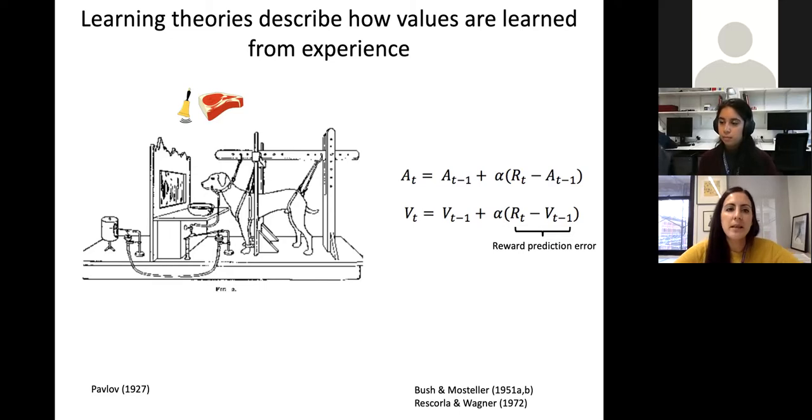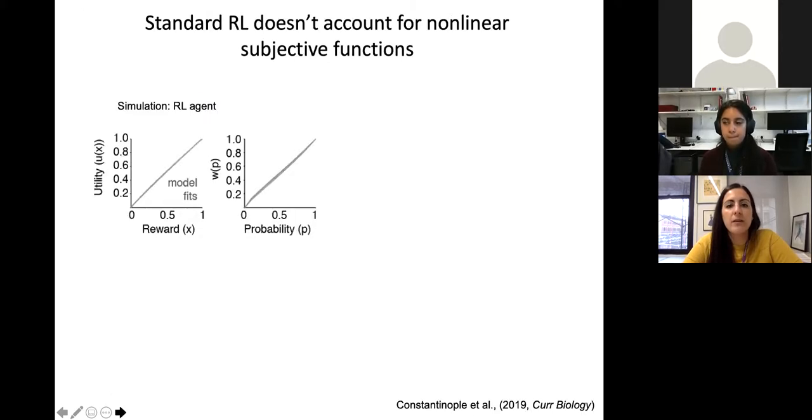So let's say that the pairing between the bell and the steak wasn't deterministic, but was probabilistic, and that on 50% of the trials, the bell resulted in the steak, but on the other 50% it didn't. That would mean that on half of the trials, R would be 1, and on the other half, R would be 0. And so with enough data, the V of t would converge to 0.5 times R, which is the expected value. And that necessarily implies linear utility and probability weighting functions.